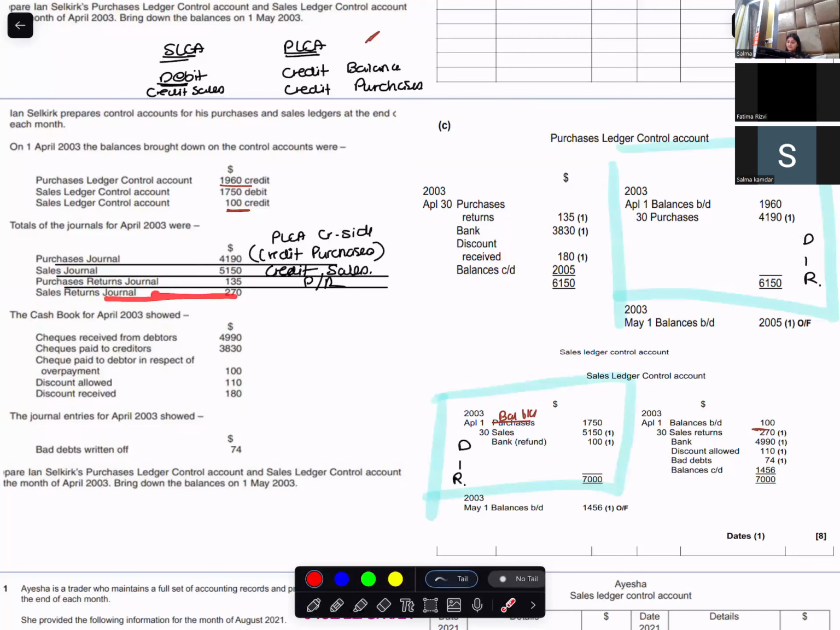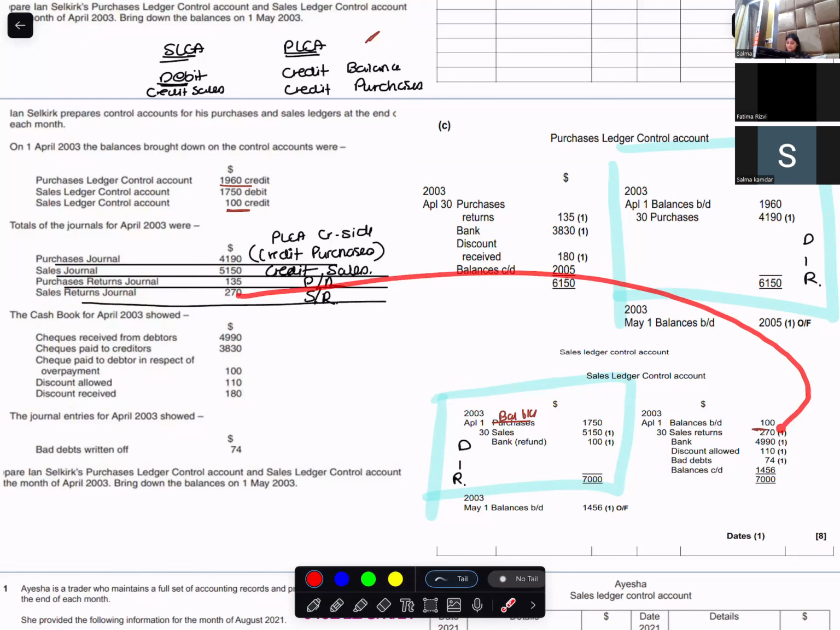Sales return. Tell fast. Sales return journal records sales returns. Where will it come? On the SLCA credit side. See this?